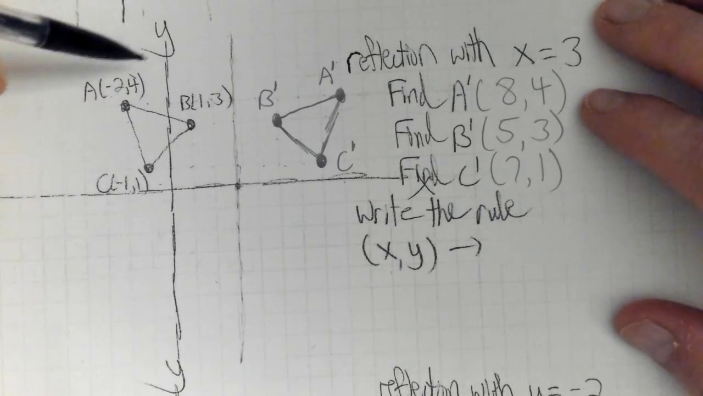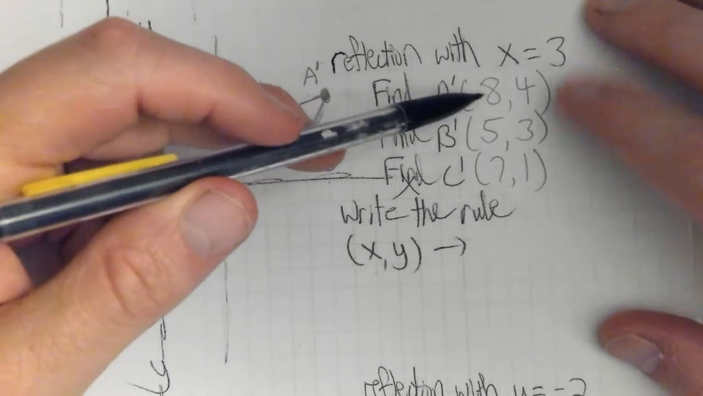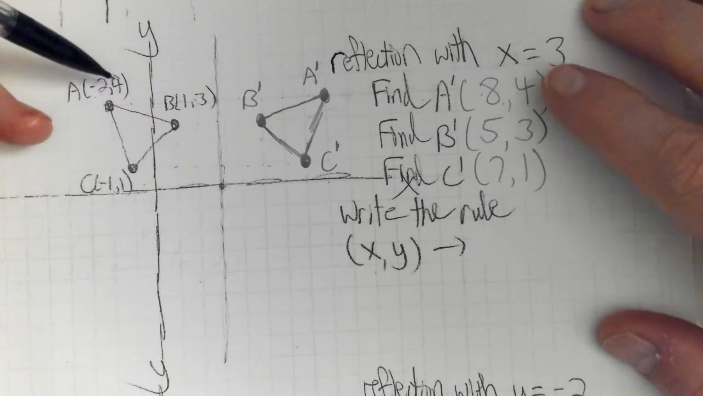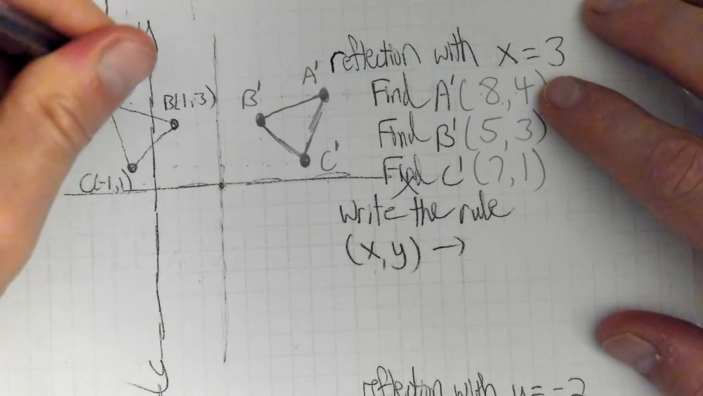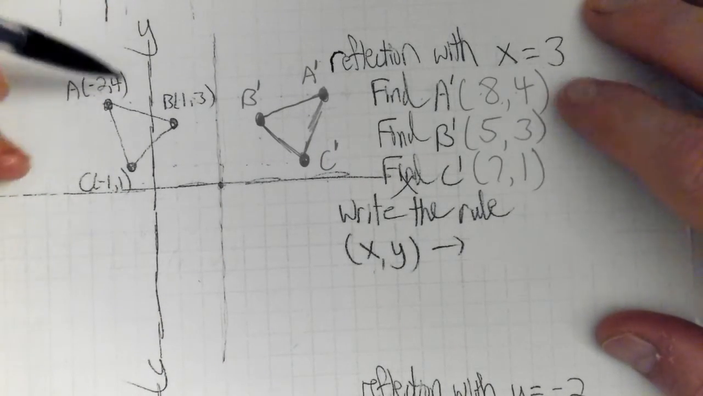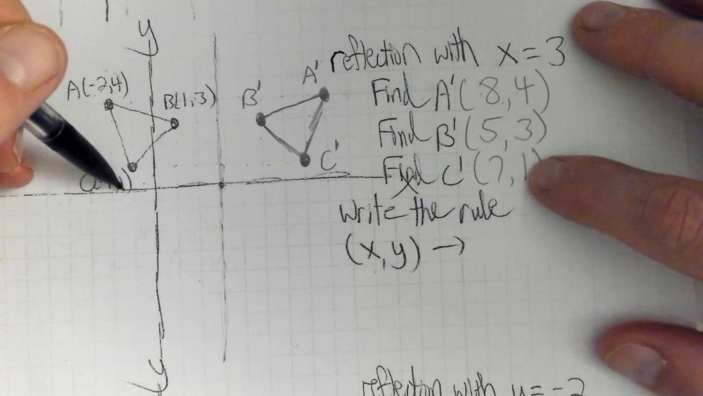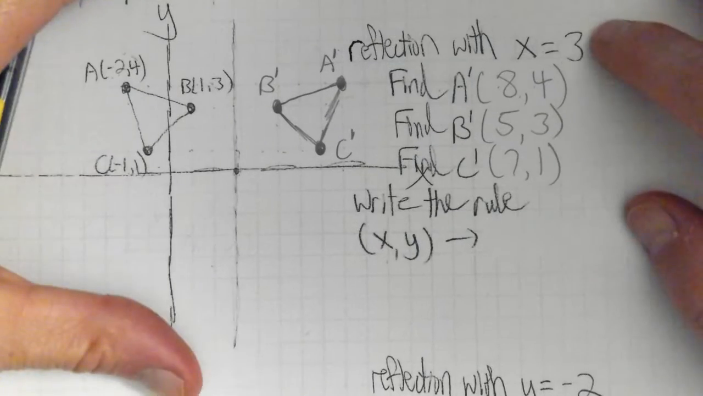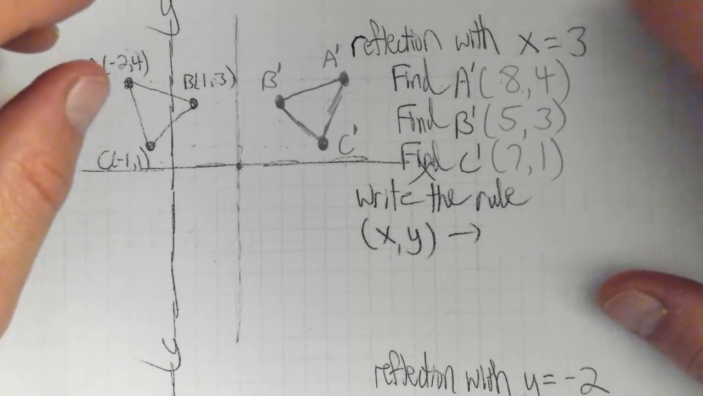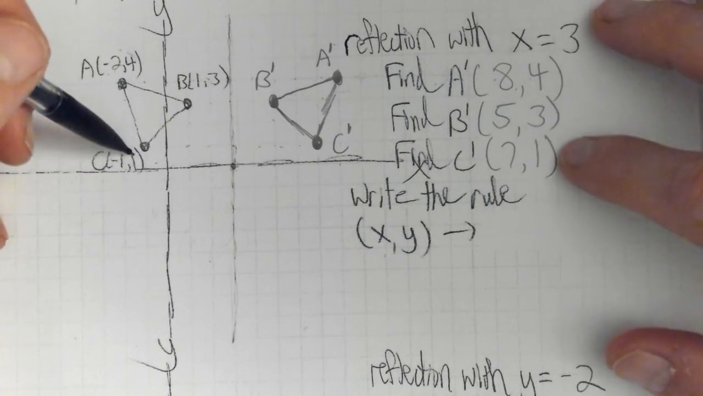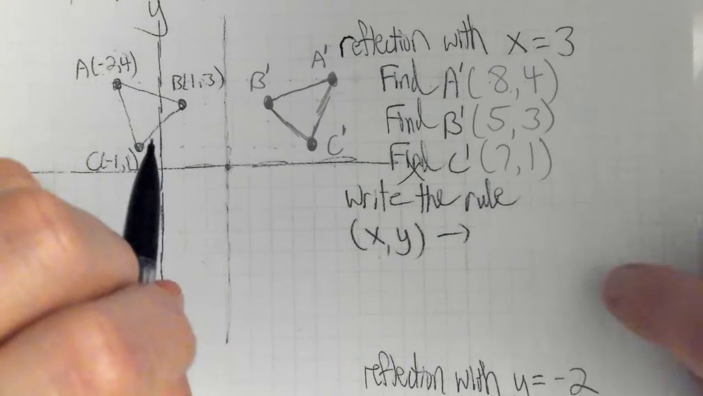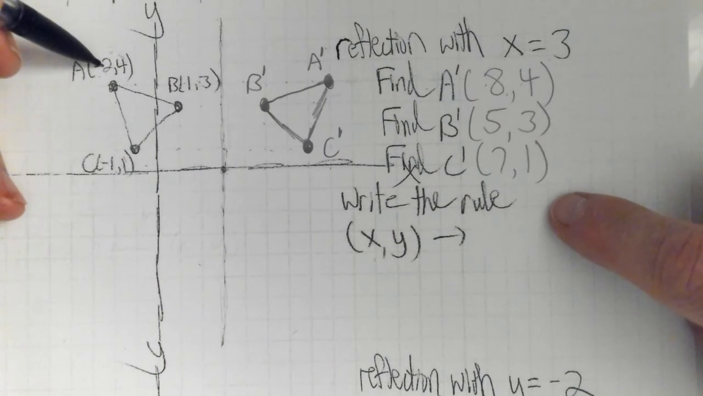And we're going to have to try to figure out how to get that to 8, 4. Now, the y-coordinate has stayed the same, 4 and 4. Is that the same all the way down the line? 3, 3, 1, 1. So for this particular reflection through the line x equals 3, it's pretty safe to say that the y value is not changing.